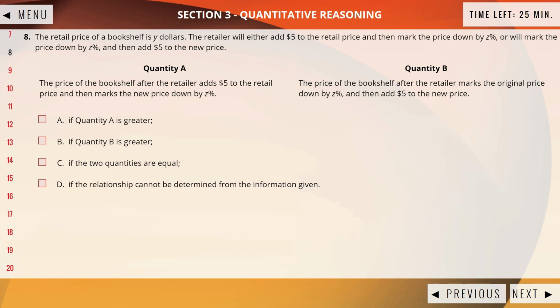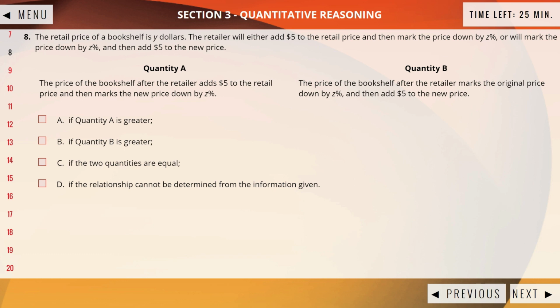If we add 5 in quantity A to $100, we get 105. Mark it down by 99%, the price is now like $1 or something, hardly anything. But look what happens with quantity B. If it's marked down by 99%, it goes down to $1 from 100. Then we add 5, we get to $6. So quantity B would be way bigger in that instance.